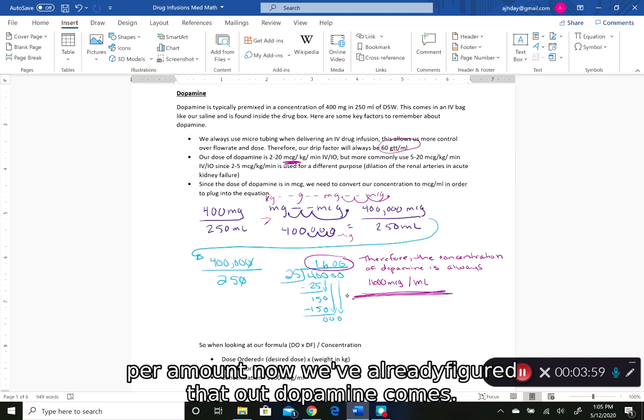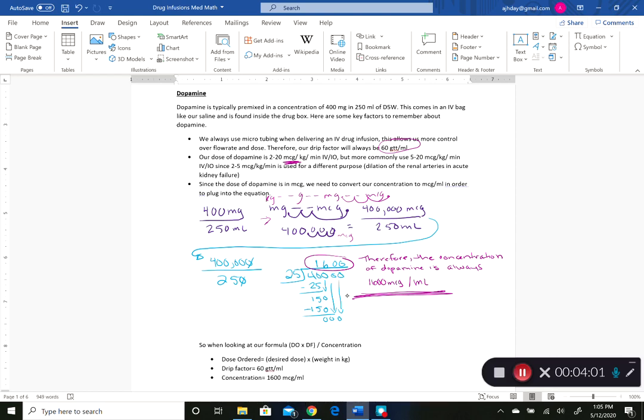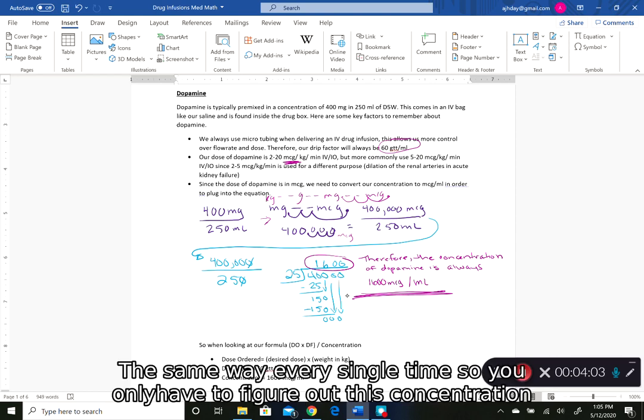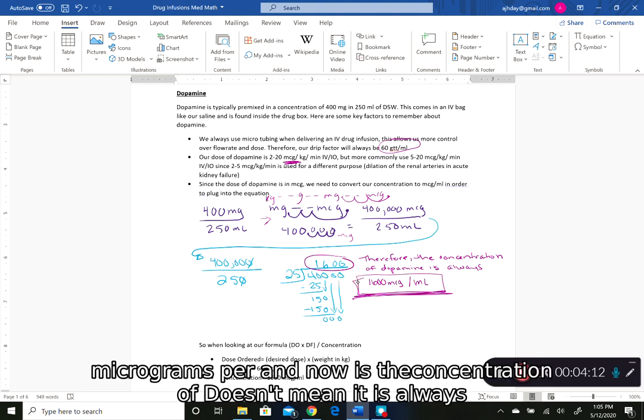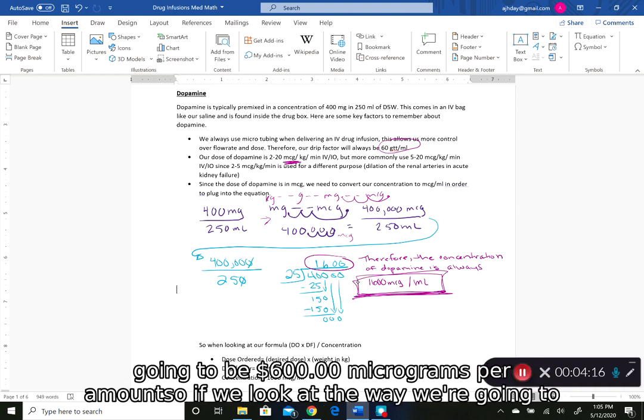Now, we've already figured that out. Dopamine comes the same way every single time. So you only have to figure out this concentration once. So what you're going to do is just memorize that 1,600 micrograms per ml is the concentration of dopamine. It is always going to be 1,600 micrograms per ml.